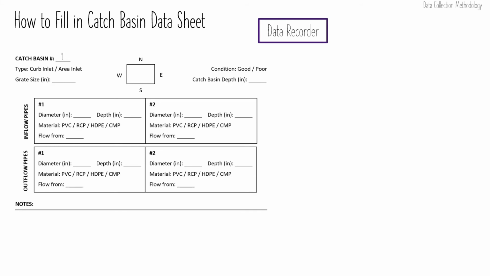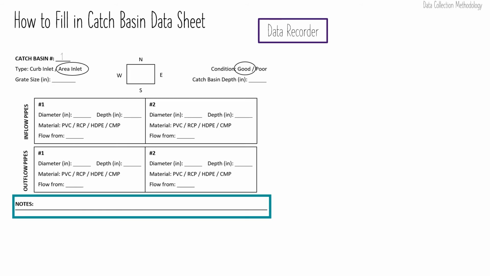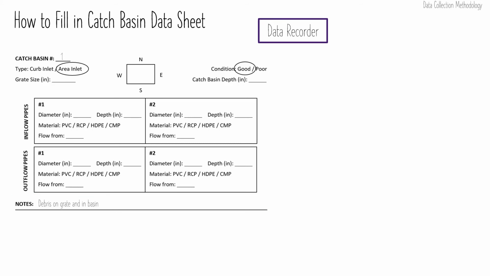Then you'll mark whether it's an area inlet or a curb inlet. If you forget what either of these terms means, refer to the handy-dandy cheat sheet on the clipboard. You'll note the condition, whether the grate looks like it's in good shape or not. Some of them can be broken, so it'll be pretty obvious if it's in bad shape. You'll also make any additional notes on the notes line, which could be anything out of the ordinary that you notice about this catch basin. Maybe there's an excessive amount of debris on top, or a weird smell coming from inside. Let me know about it. Then you'll just copy down whatever numbers the data collector throws your way to fill in the rest of the sheet.